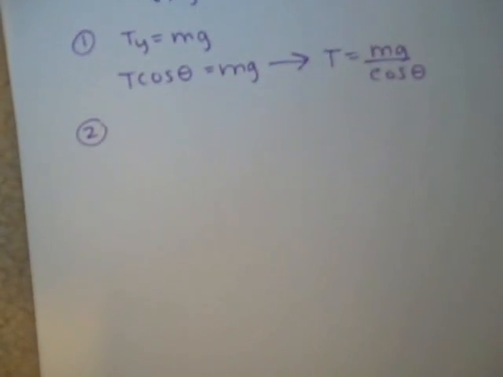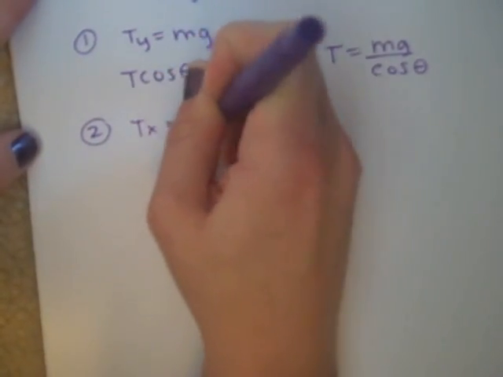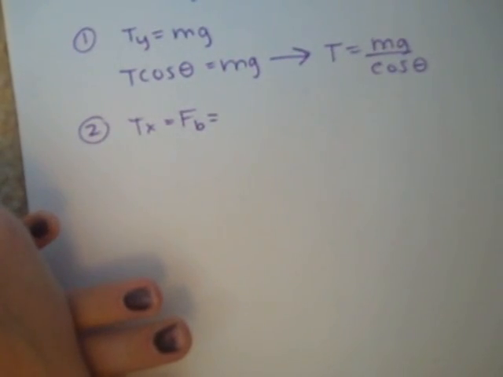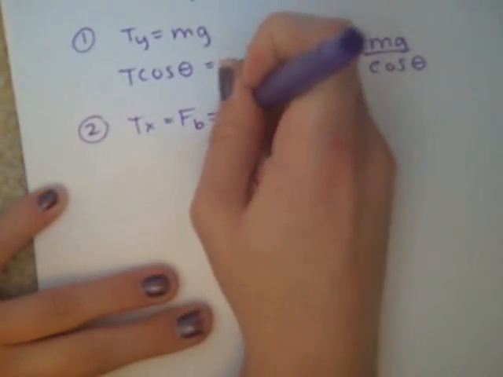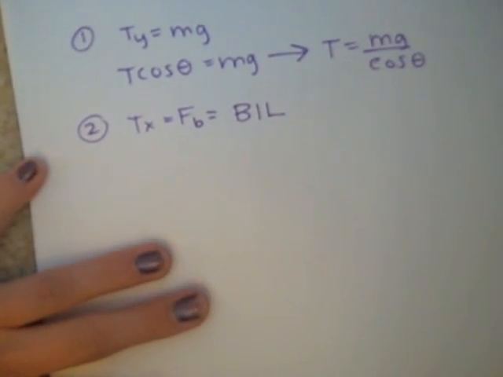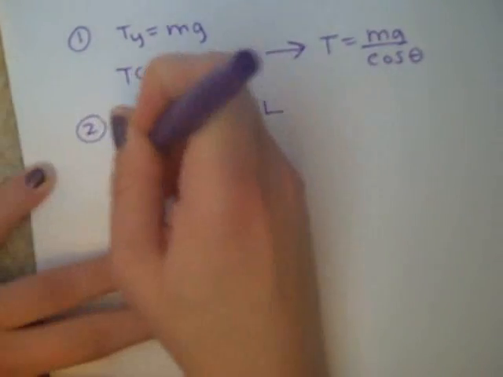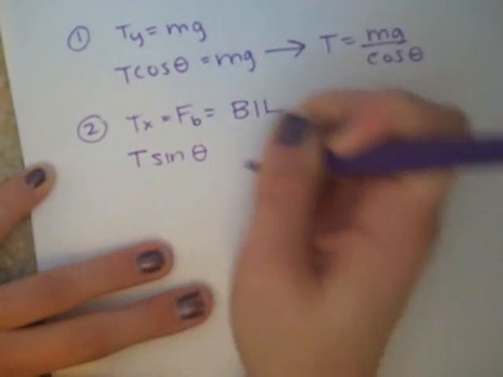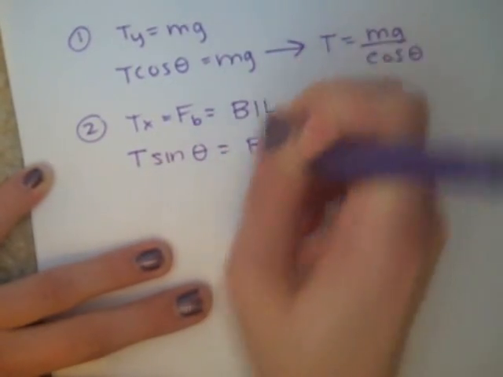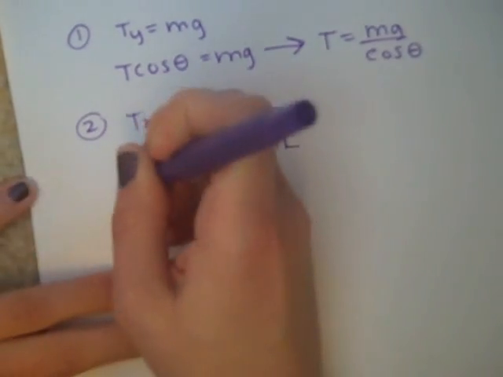Step number 2 is to use your x components and say tension in the x is equal to your magnetic force. Since we have current going through a wire here, your magnetic force is going to be B times I times L. So in this picture, T times the sine of theta equals B times I times L. And we know from above that tension was mg divided by the cosine of theta.